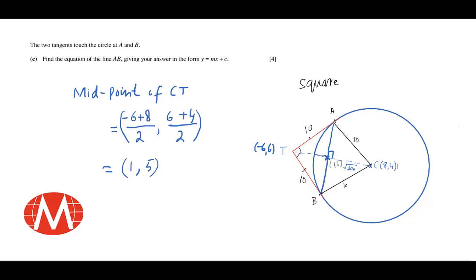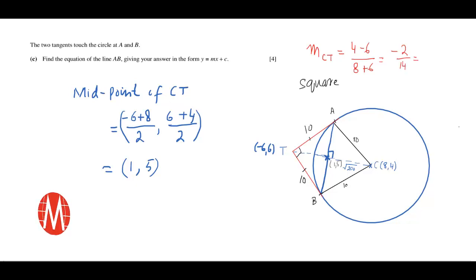Now we will find the gradient of line CT. The gradient of line CT is (y2 - y1) over (x2 - x1), so it is (4 + 6) over (8 - (-6)), which is 10 over 14... minus 2 over 14, which is minus 1 over 7.